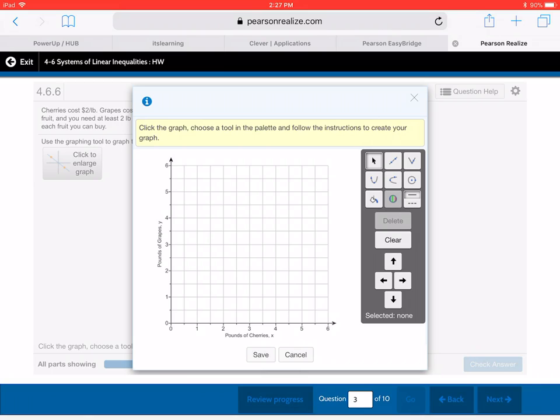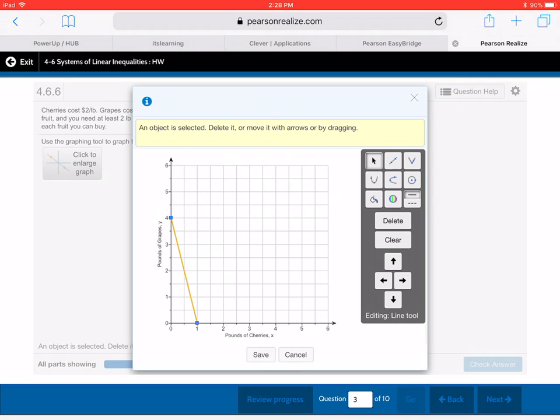I'm going to hit that little magnifying glass. And I have my pointer here, and then the next toolbar is my line tool. That's the one I really need here. So I'm going to go to 4. That was my y-intercept, and my x-intercept. I've plotted it. Now, here's a comment that I want to make. It has to be solid because I have the underline, so it can be equal to.